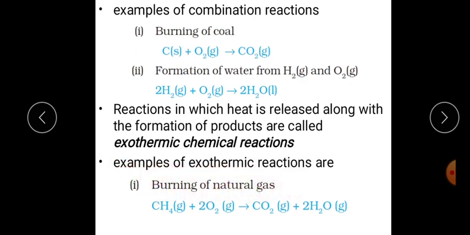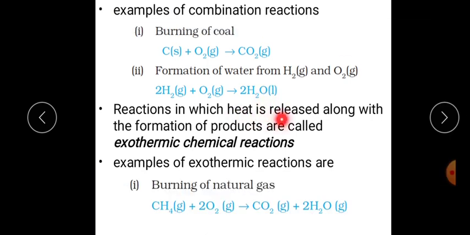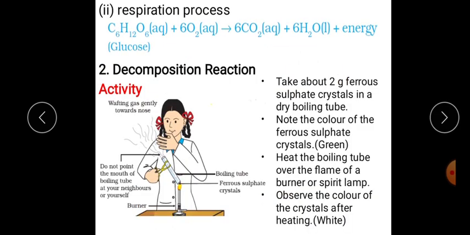We know that in our cylinder the CH4, that is methane gas, is present. So when this methane gas reacts with the oxygen, some amount of heat is released, and this is called an exothermic chemical reaction, forming CO2 gas and 2H2O water.